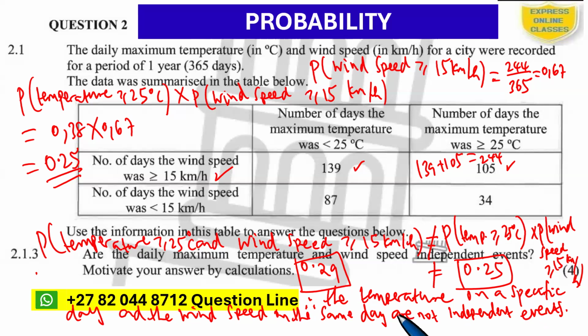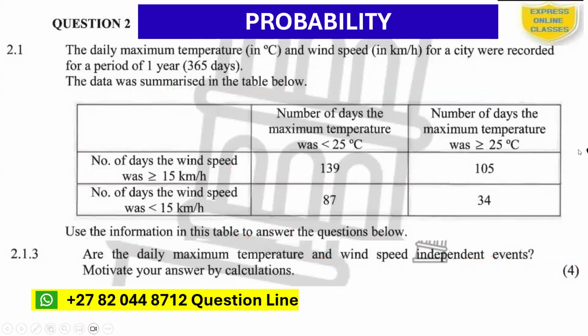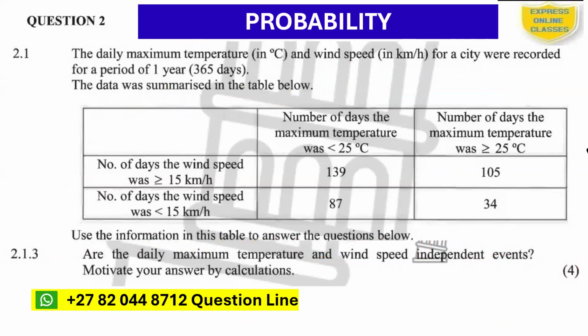So we continue. Why are they not independent events? Because 0.29 is not equal to 0.25. So these are not equal to each other. If these were equal to each other, we'd be talking of what we call independent events. But obviously these are not such events. We move to the next question.